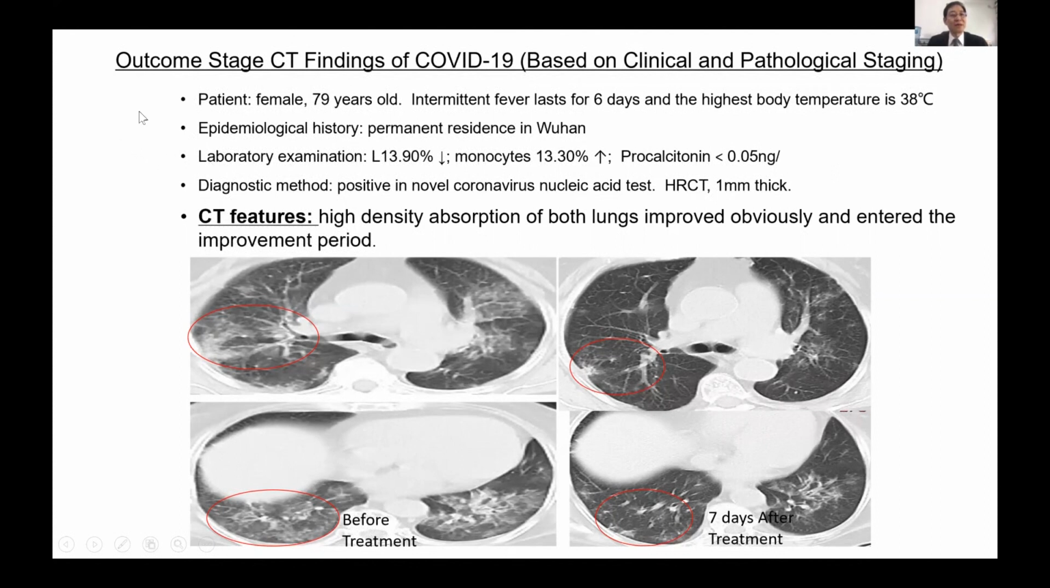This case is the outcome stage. Stage features show high density. Observation: both lungs improved obviously and improvement appeared. You can see before treatment, and 7 days after treatment is better.